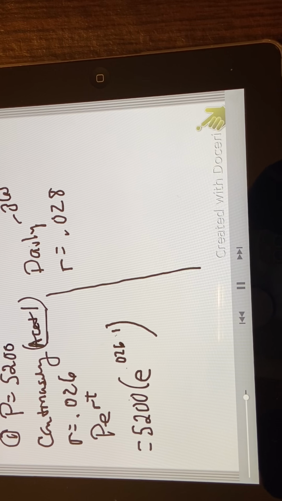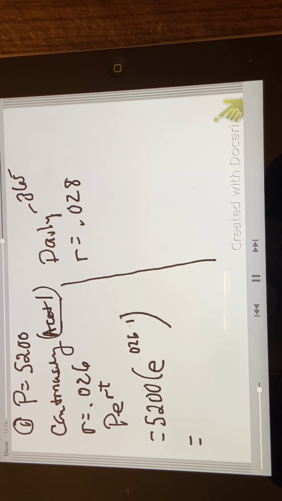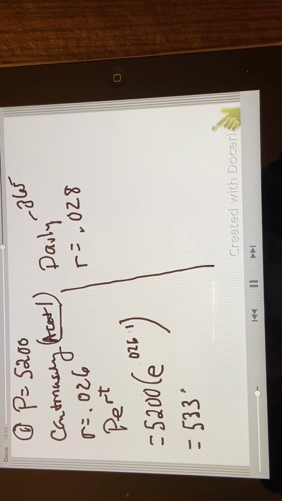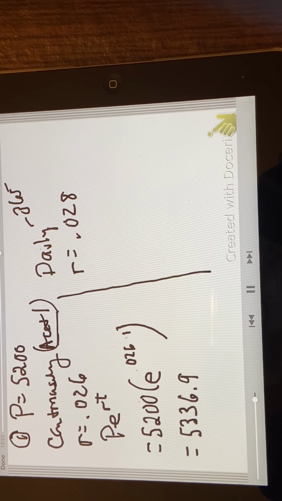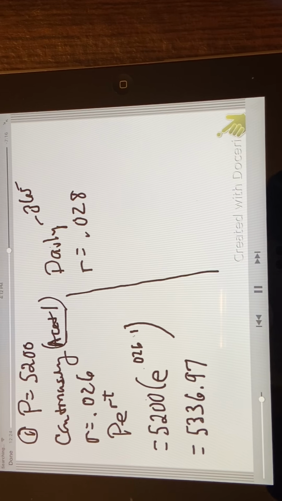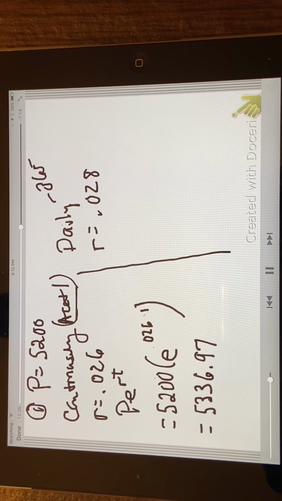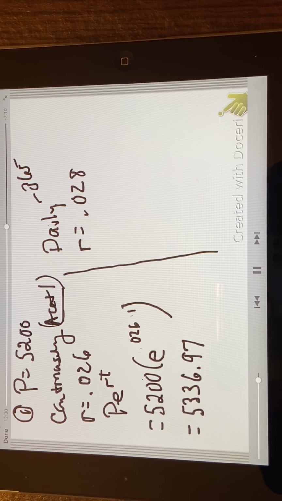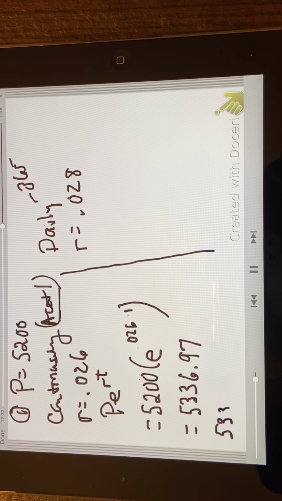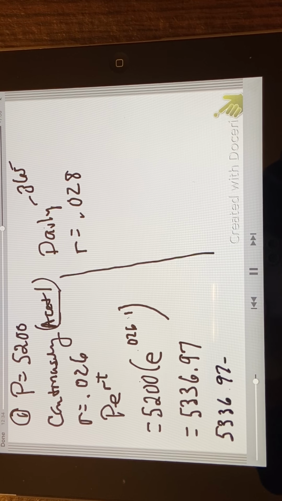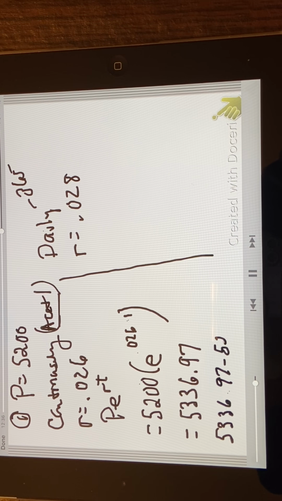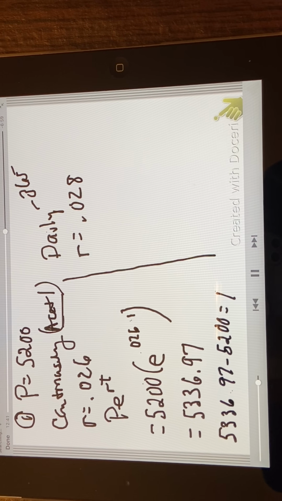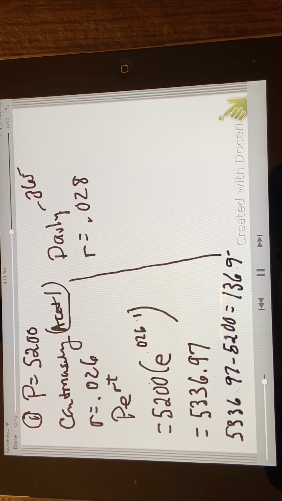So sticking that in the calculator, I end up getting this. Now, guys, round your numbers to the nearest penny, because this is money. So this is how much she's going to gain after 1 year. But you see, I want the interest. So I'm going to take this amount of money minus the initial investment, and I end up getting $136.97.